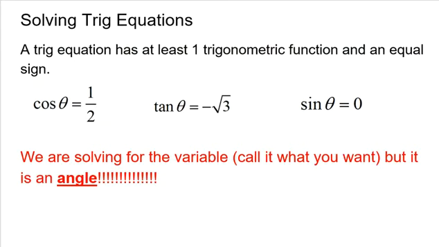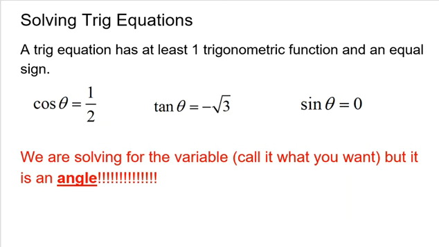A trig equation obviously has at least one trigonometric function. I mean, you can't call it a trig equation if there's not a cosine, a tangent, a sine, a cosecant, a secant, or cotangent somewhere in there. And there obviously has to be an equal sign. I mean, equations all have equal signs. So here are three really good examples of some very simple, basic trig equations. Notice that all three examples have an equal sign, first and foremost, and they all have a trig function.